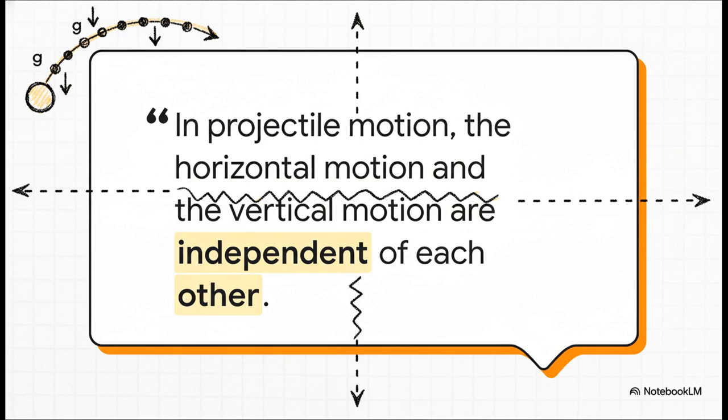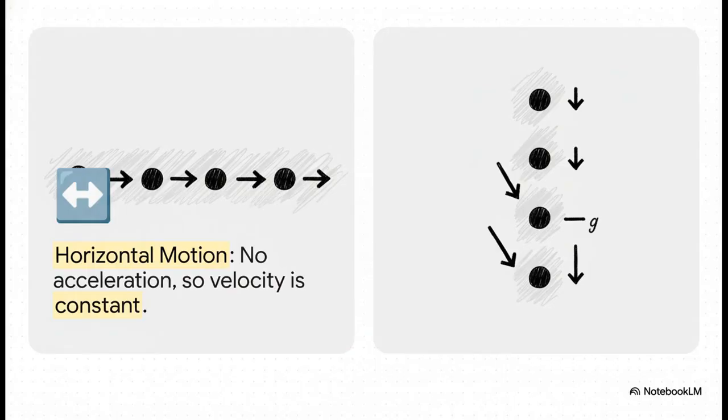It means we can take a tricky 2D problem and just split it in half. We get 2 super simple 1D problems for the price of one. It's a game changer. And here's exactly how we do it. Horizontally, no acceleration. Nothing's pushing or pulling it sideways, so its horizontal velocity is just constant. Vertically, well, that's just good old freefall. The velocity is always changing because of that constant downward pull of gravity's acceleration, which we call g. Two totally separate problems with their own simple set of rules.